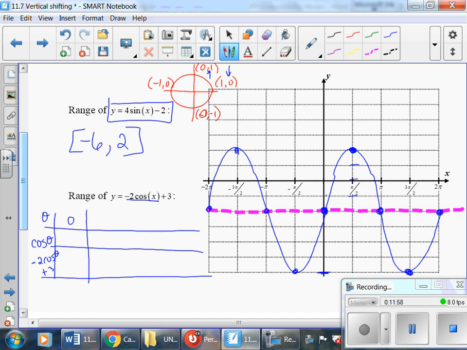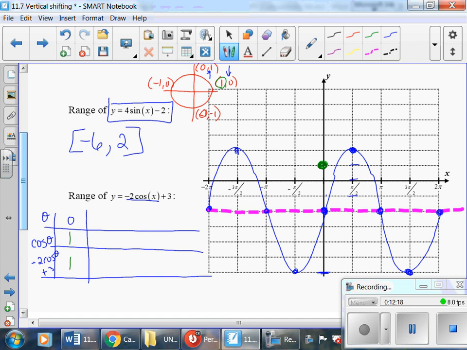So at 0, the cosine right here, let's do this one in green. The cosine at 0 is 1. So what's negative 2 times 1? Negative 2. And negative 2 plus 3 is 1. So I know at 0, I'm at positive 1.